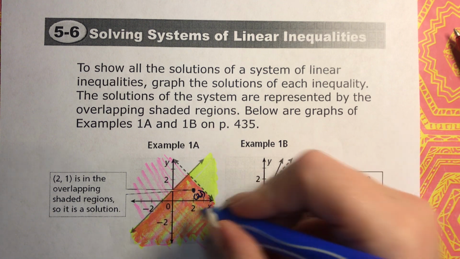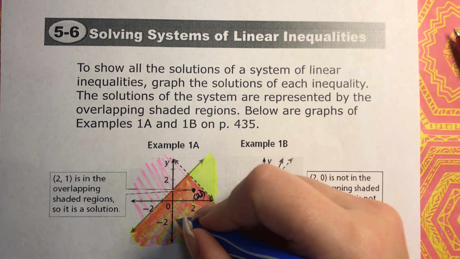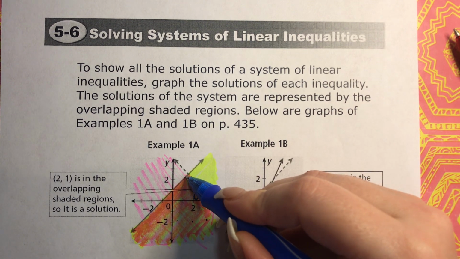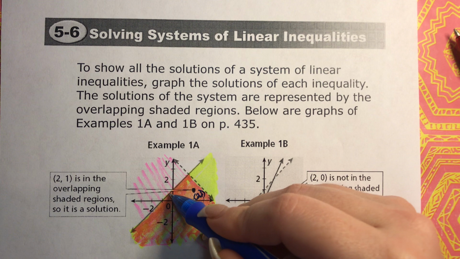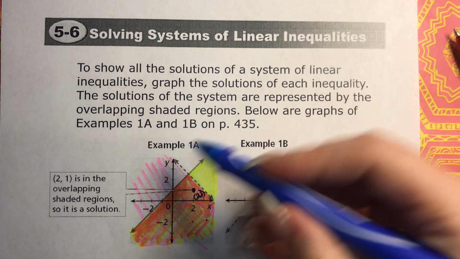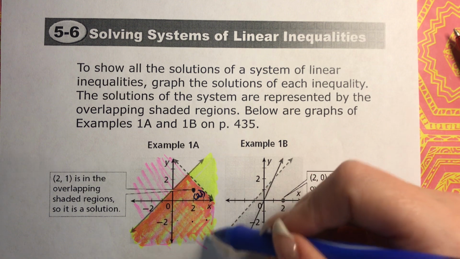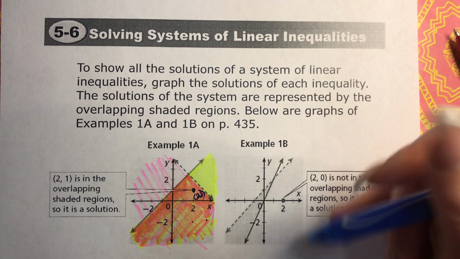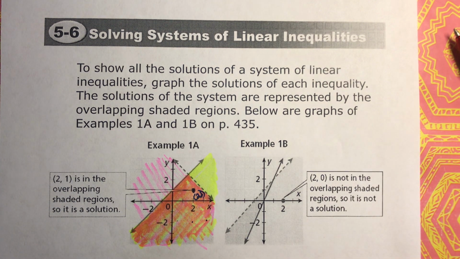All right. So really, any point in the shaded region is a solution. Anything along this particular line would also be a solution, but nothing along that dashed line would be a solution. So there's actually a ton of ordered pairs that would be solutions.